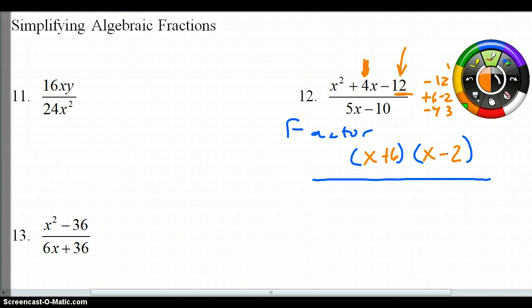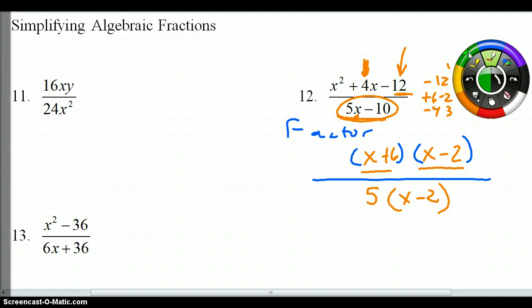Okay. Now on the bottom, we have a 5x minus 10, so we're not going to factor like a trinomial, but we have common factors here, and those common factors are a 5, and if I factor out a 5, I would get 5 times the quantity x minus 2.